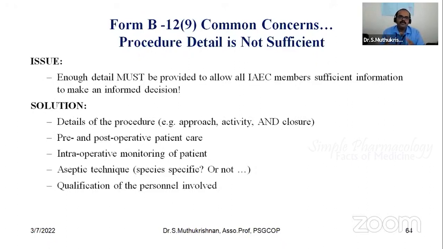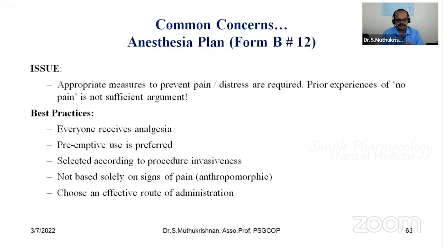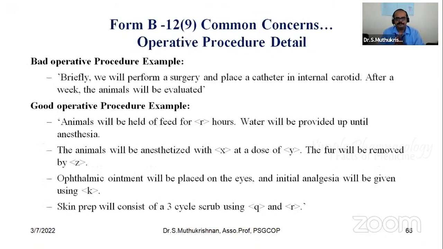Who is going to do the surgery? Whether the person is qualified? Whether the person is an animal veterinarian? So plenty of data is there, and you have to give all those data. At the same time, as best practice, for the pre-operative procedure, meaning anesthesia, we can use the analgesic and pre-emptive surgical procedures. All those things you have to follow, and the operative procedure is the same.